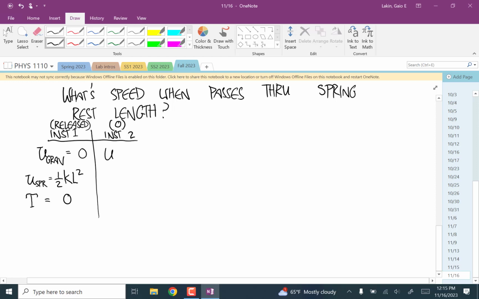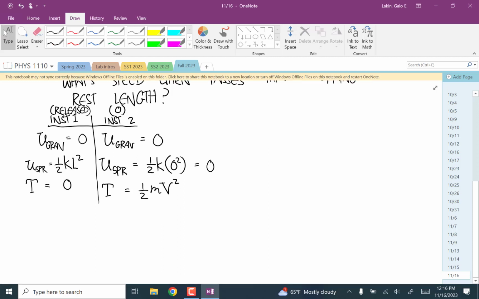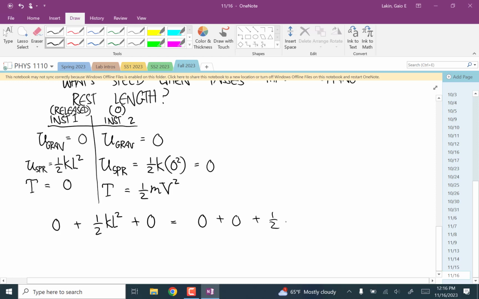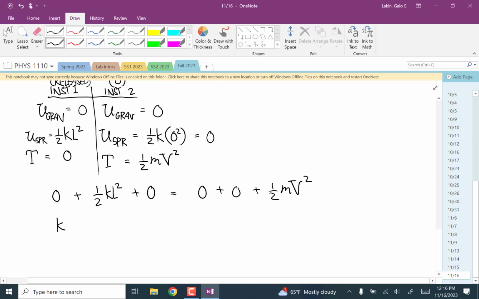At instant 2, gravitational potential energy is 0. The spring potential energy is 1/2 times k times 0 squared, so 0. The kinetic energy is 1/2 times the mass times the speed squared that we're going to calculate. And so conservation of mechanical energy says that's not 1, that's 0. 0 plus 1/2 k L squared plus 0 is equal to 0 plus 0 plus 1/2 m v squared. Multiply everything by 2 and we get KL squared is equal to mv squared.